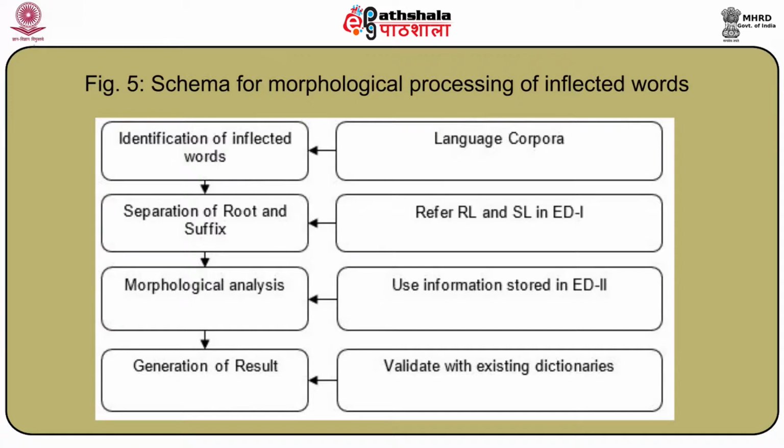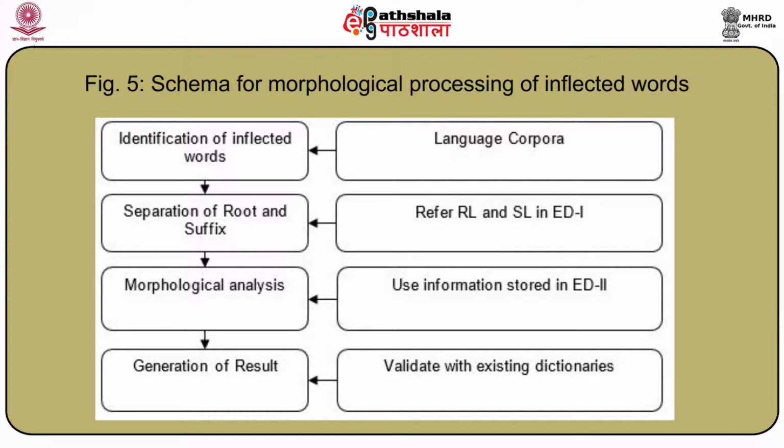Then, it separates the root and suffix part, referring to the root lexicon and suffix lexicon stored in the electronic dictionary one. The machine electronic dictionary, which is a machine dictionary, based on the knowledge, the data, the information provided, separates the root part and the suffix part of the word. Then it does the morphological analysis, again using information already stored in the second part of the dictionary, where detailed information of all the suffixes is already stored.